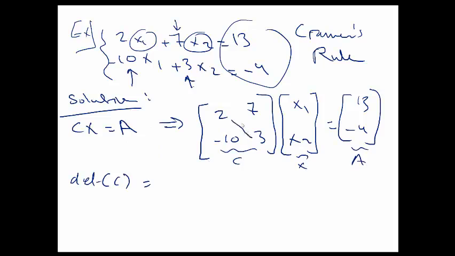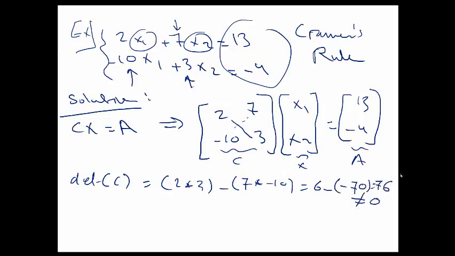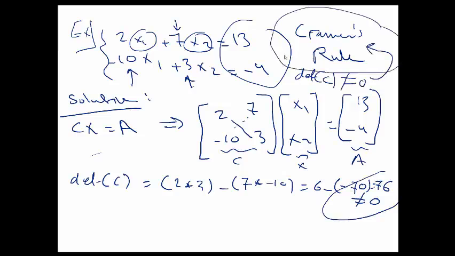Determinant of C, 2 times 3 minus 7 times minus 10, which is equal to 6 minus 70, which is equal to minus 76. Not equal to 0. Then we can use Cramer's rule. If the determinant of C is not equal to 0, then use Cramer's. If equal to 0, we cannot use Cramer's rule.